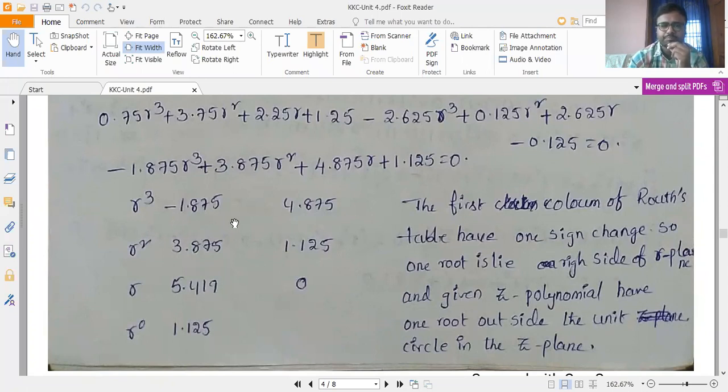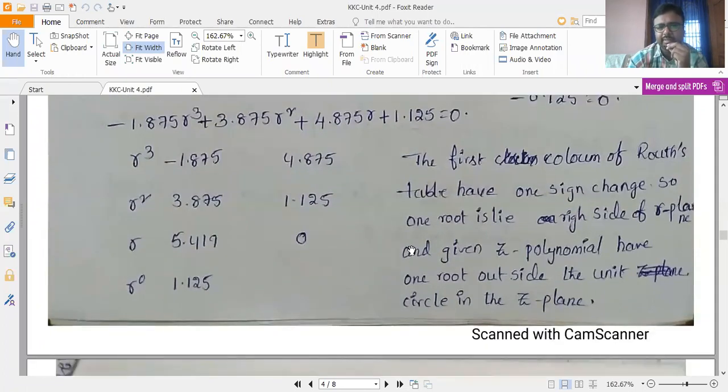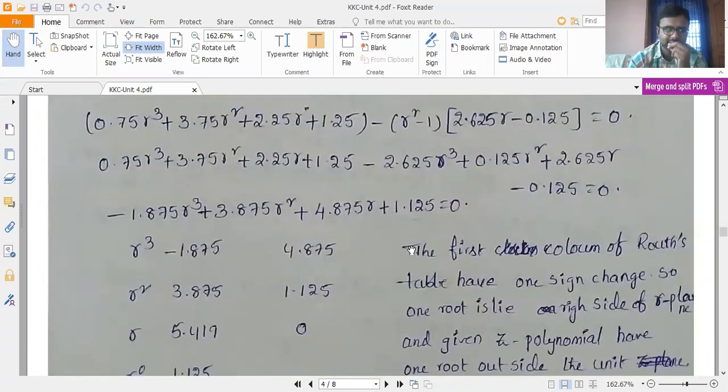After the framing of the RH criteria table also, we can say that the first column values are not having the same sign. So the first column of the Routh-Hurwitz table has one sign change. So one root lies on the right hand side of the r plane, and corresponding to the z polynomial, one root is outside the unit circle. So this particular system is an unstable system.